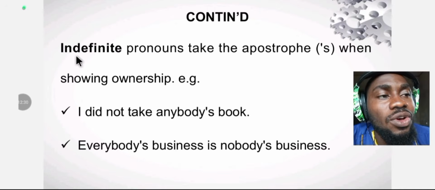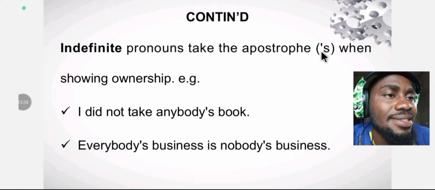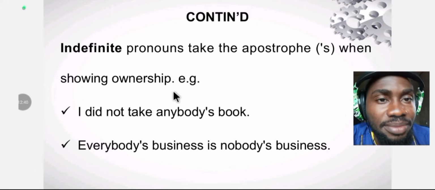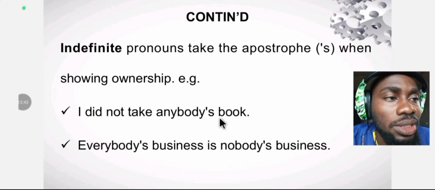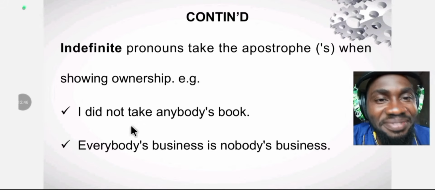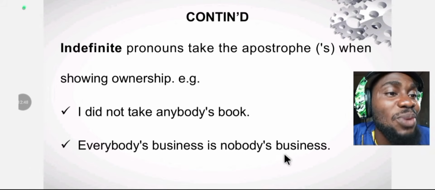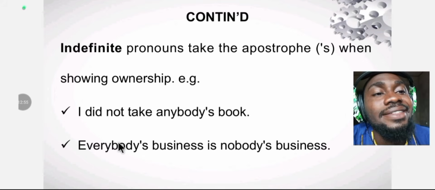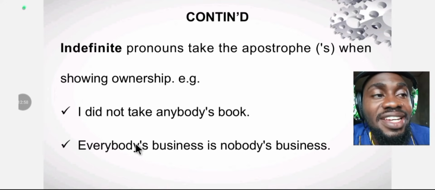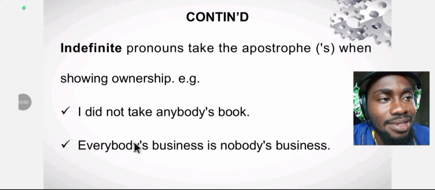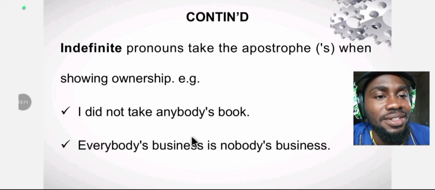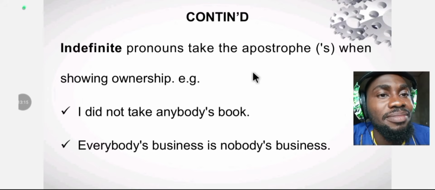The next law under the indefinite pronoun says the indefinite pronouns take the apostrophe and s when showing ownership. For example, I did not take anybody's book. Correct. Everybody's business is nobody's business. Remember, indefinite pronouns can take apostrophe and s when indicating ownership. So you can say anyone's, someone's, anybody's, somebody's. You can say everybody's. You can personalize them.